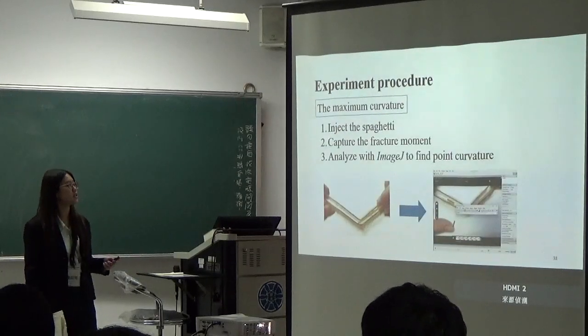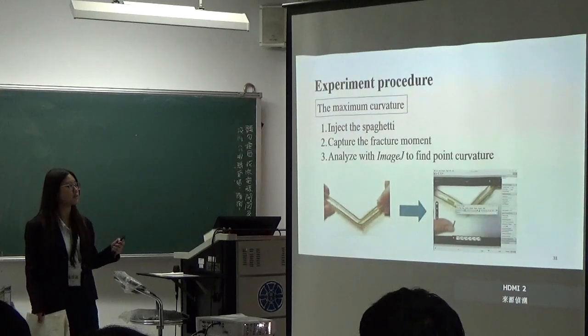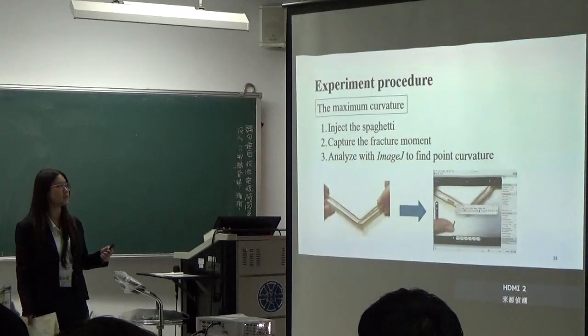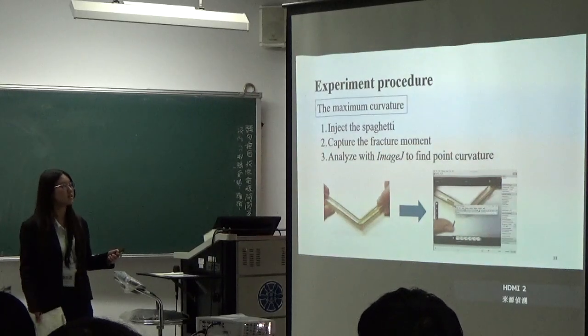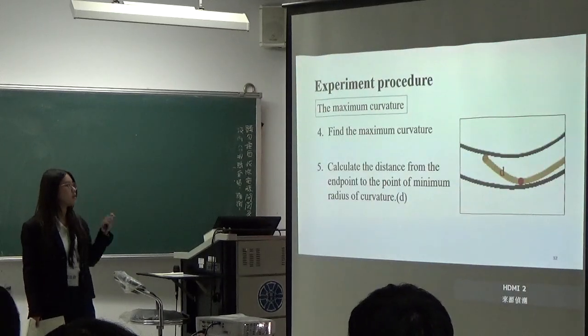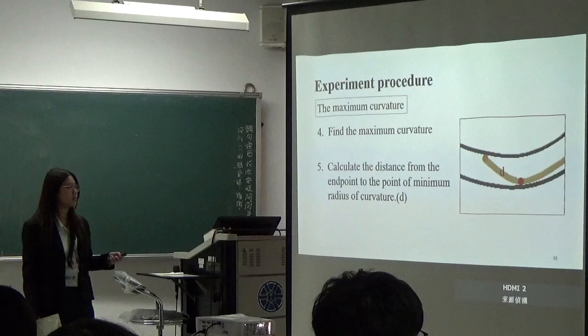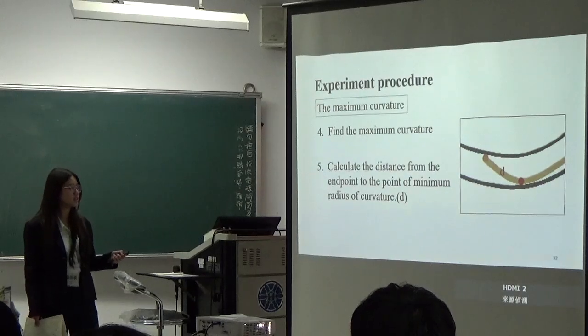The maximum curvature: we inject the spaghetti and capture the fracture moment and analyze it with ImageJ, which is about like a shaker, to find a point of curvature. Step 4 is to find the maximum curvature and calculate the distance from the end point to the point of minimum radius of curvature. Right here is the D.